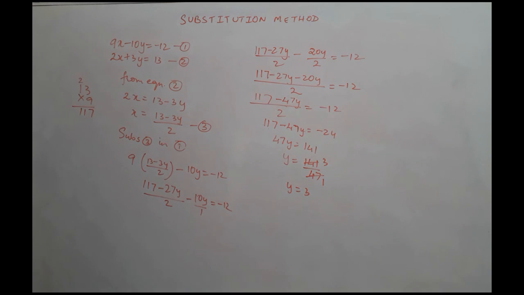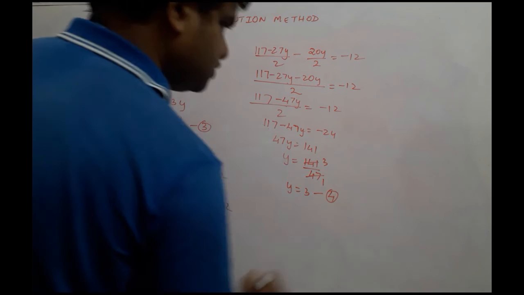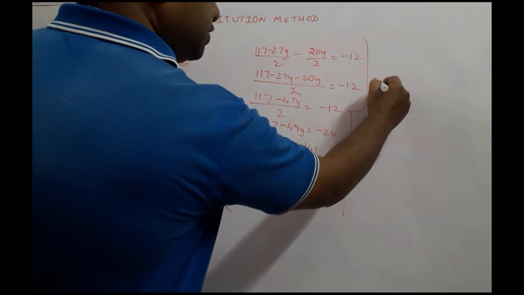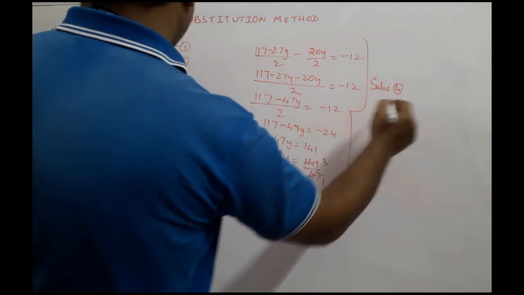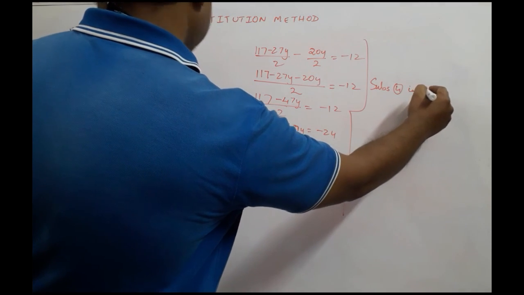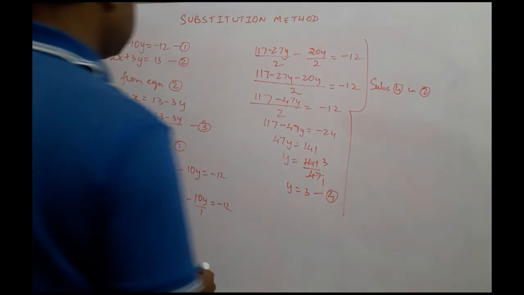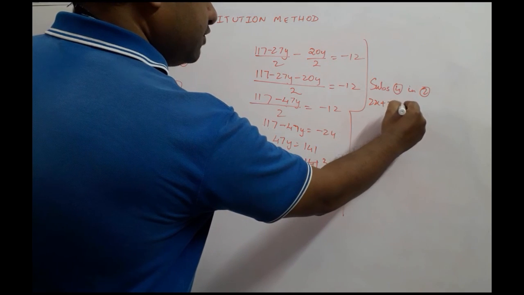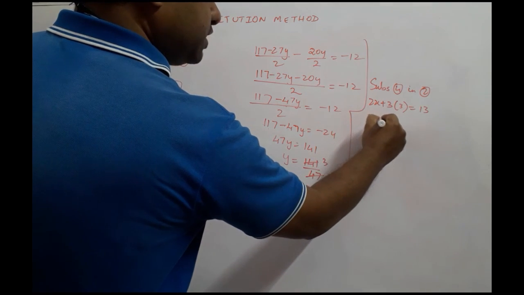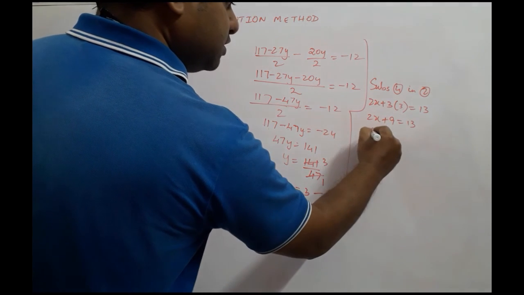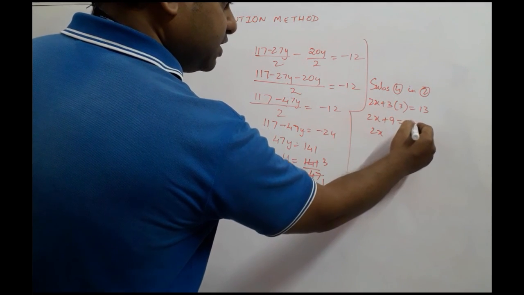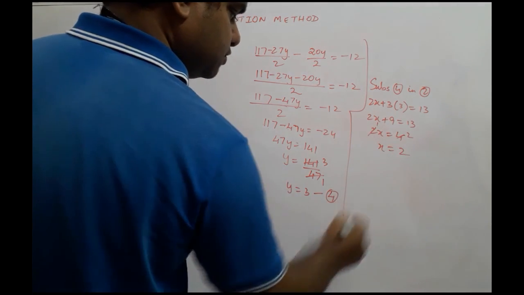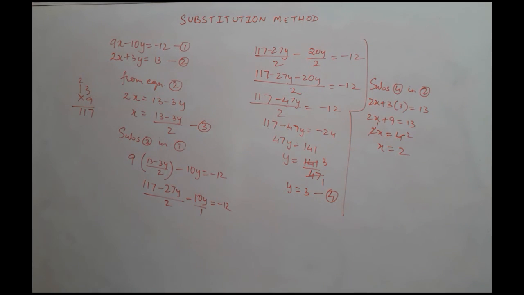Now that we have got y equal to 3, we can put this as equation 4, and substitute 4 in 2. Okay, so with 2x plus 3y, instead of y we put 3 equal to 13. 2x plus 9 equal to 13. 2x, 9 goes on the other side, becomes negative. 13 minus 9 becomes 4. 2 1s are 2, 2 2s are 4, x equal to 2. So we get x equal to 2, y equal to 3.